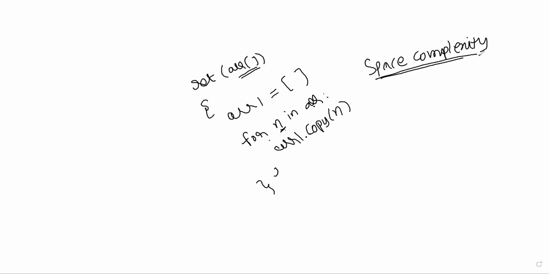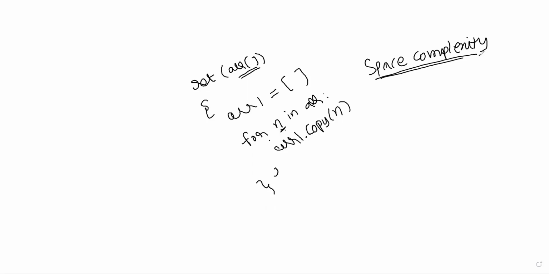How many fixed variables are there in this function? How many fixed variables? 1. What is that? Okay. Aravind?